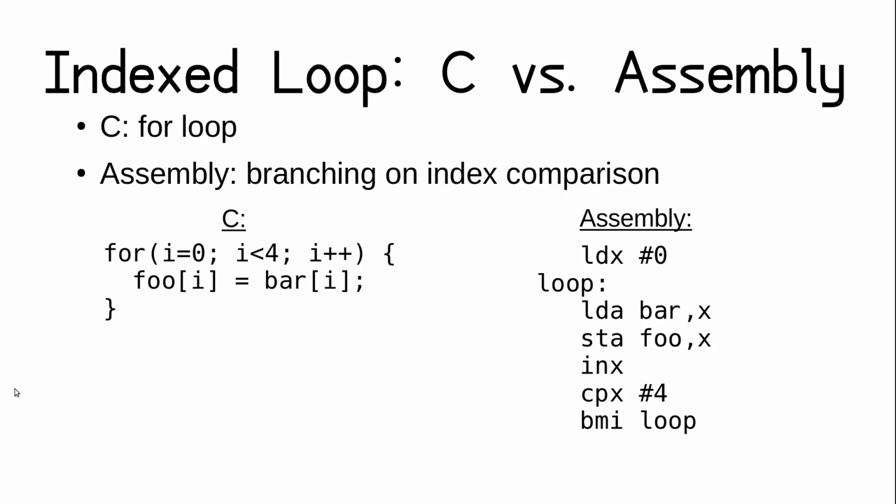We load a byte from bar using X as an index, then store it to foo with the same value of X as an index. Then we increment X and compare it to 4. If it's not yet equal to 4, we branch back to the loop point and do it again. Once X is incremented all the way to 4, we know that the first 4 bytes have been copied, and we can fall out of the loop and continue our program.